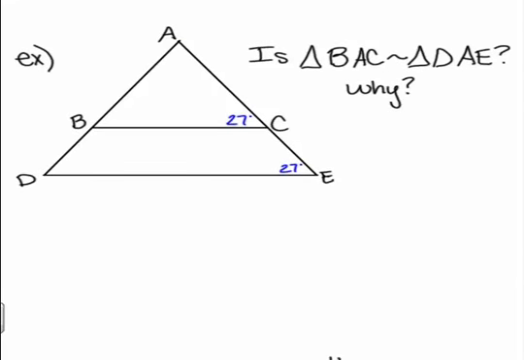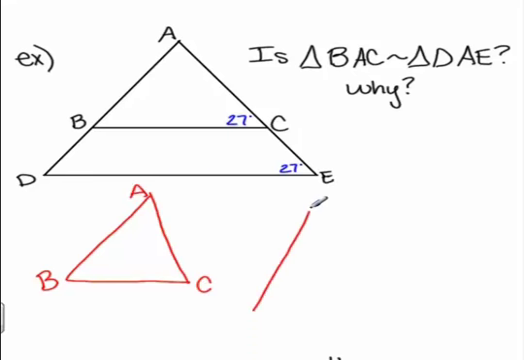We have also seen stuff like this. We've seen when triangles are overlapping with each other. So let's answer this question. Is triangle BAC similar to triangle DAE? So what do we do when we have overlapping triangles? My suggestion to you is redraw the triangles separately. So let's draw triangle BAC, and then let's draw the big triangle, which is DAE.